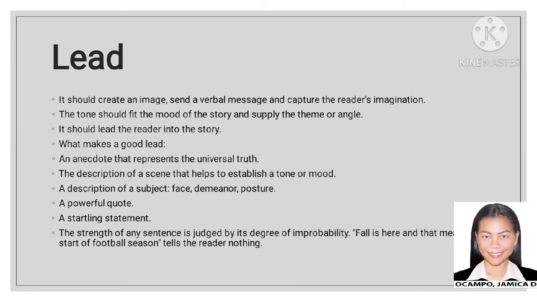The strength of any sentence is judged by its degree of improbability. "Fall is here, and that means the start of football season" tells the reader nothing. The following lead is much better. "Fall is here, a fact that head coach Bill Smith may view with some trepidation. Not only does he have to replace 14 seniors from a 2 to 8 season, he must deal with the recent season-ending injury to returning quarterback Dave Jones."